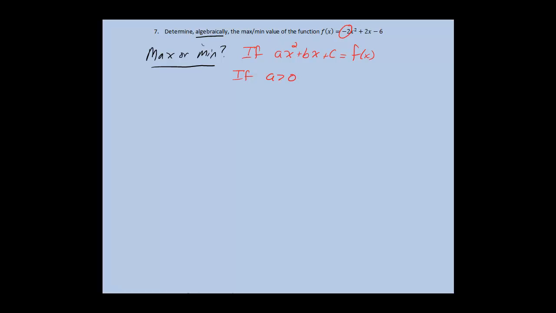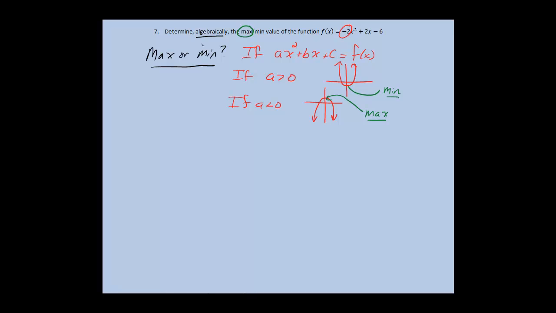If a is greater than 0, we know that we will have a parabola that opens up. If a is less than 0, we know that we're going to have a parabola that opens down. So in this circumstance, I hope we all see that we have a min, and in this circumstance, I hope we see that we have a max. When it opens up, you have a min, and when it opens down, you have a max. Since our leading coefficient here is -2, we know we are going to have a max.